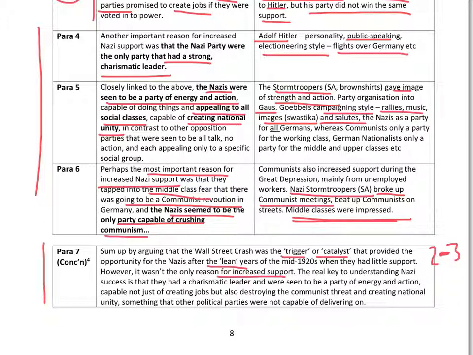The Nazis in particular had distinctive features: their charismatic leader, a party of energy and action, and they were capable of destroying the communist threat because they promised to create national unity. The other political parties couldn't deliver on that.